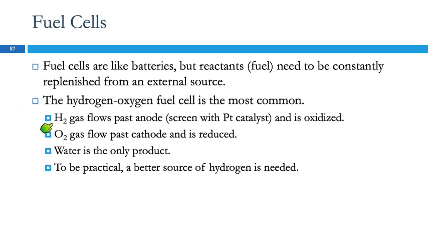So you have hydrogen gas flowing past the anode. That would be a screen with a platinum catalyst on it. The hydrogen gets oxidized, the oxygen gets reduced, and the product is water, right? So this is great, right? We're going to use hydrogen and oxygen. We're going to make water. We don't have any nasty byproducts or anything.